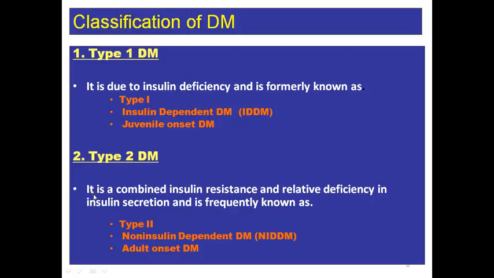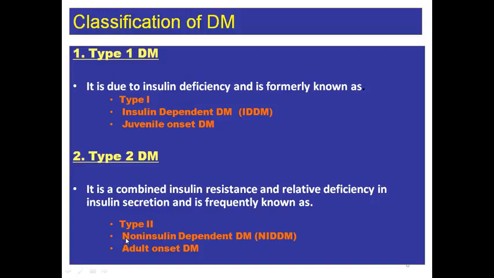Type 2 diabetes is a combination of insulin resistance with relative deficiency in insulin secretion. So there is resistance to the effect of the insulin, followed by the loss of insulin production. So Roman numeral 2 was given to it.